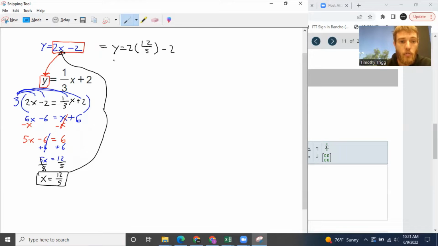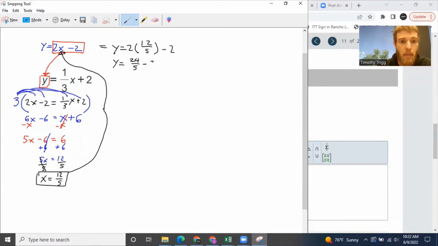So this gives us y equals, now how do we multiply a whole number times a fraction? Well, normally we would multiply times the top, divide by the bottom. In this case, it doesn't divide evenly, so we'll just multiply by the top and keep the denominator as is. So 2 times 12 is 24. So we can call this 24/5.